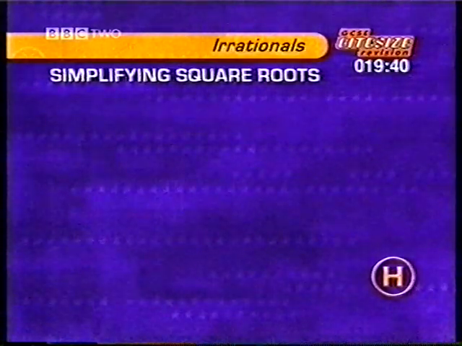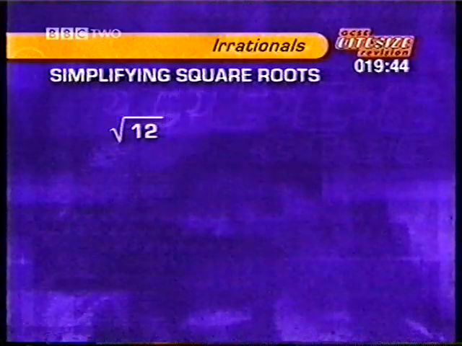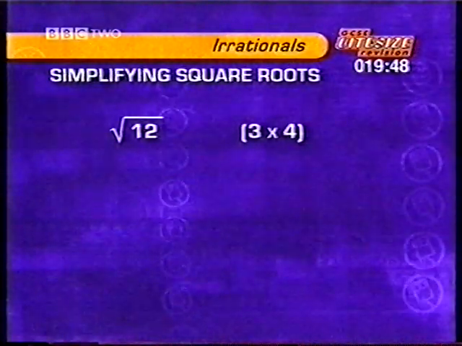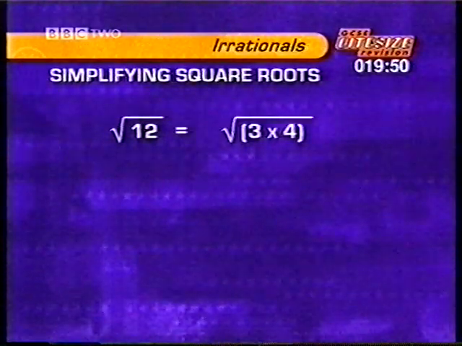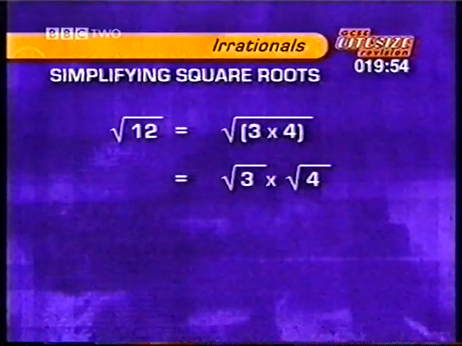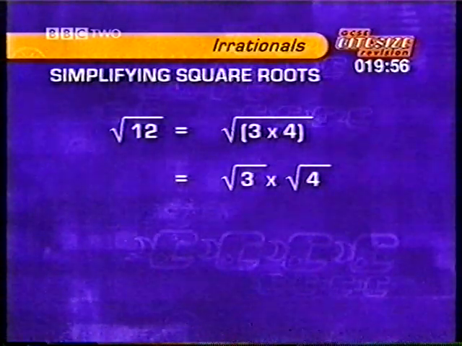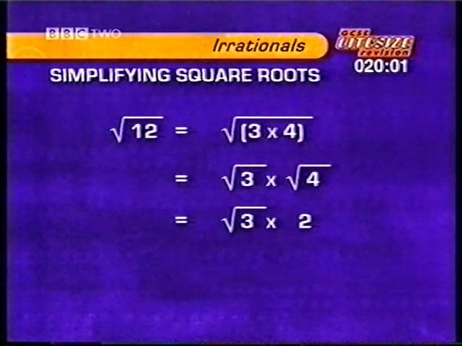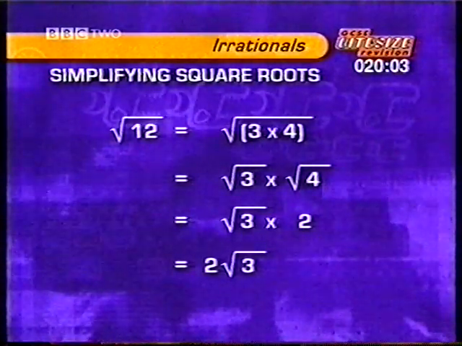At the higher tier only, you might be asked to simplify an irrational square root, such as the square root of 12. We can turn the 12 into 3 times 4, so root 12 equals root 3 times 4, which is the same as root 3 times root 4. Now we know the square root of 4 is 2, so we can rewrite the square root of 12 as 2 times root 3.